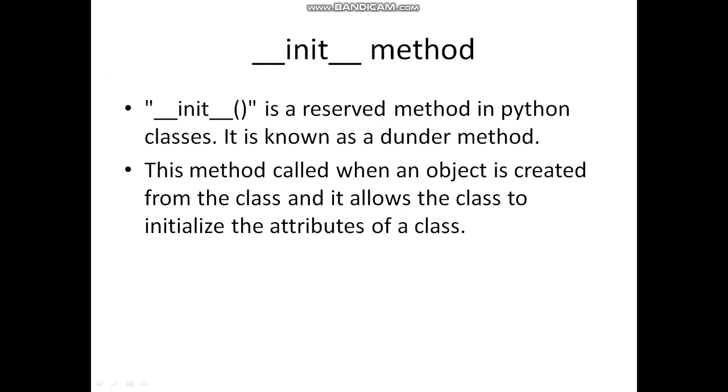The init method is also known as a dunder method. This method is called when an object is created from a class, and it allows the class to initialize the attributes of a class. Got it? So now let's see an example.